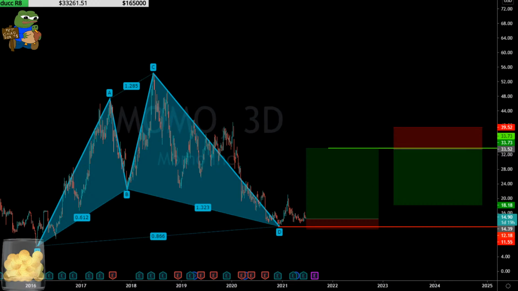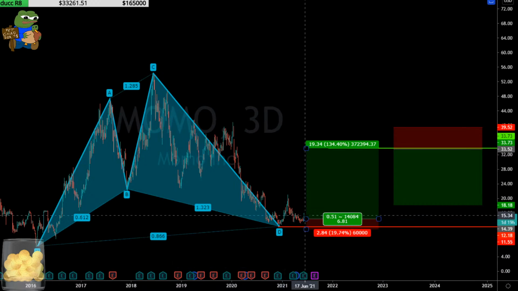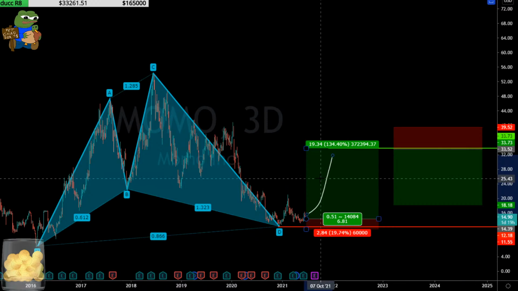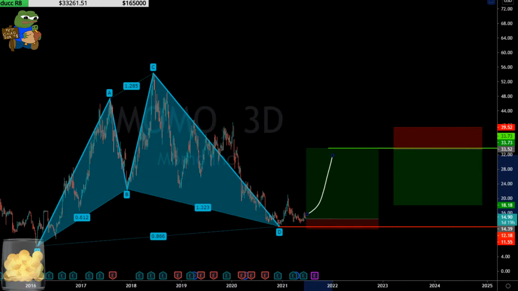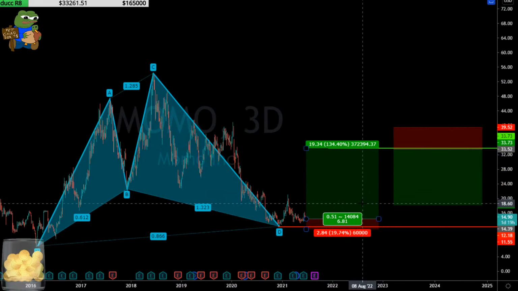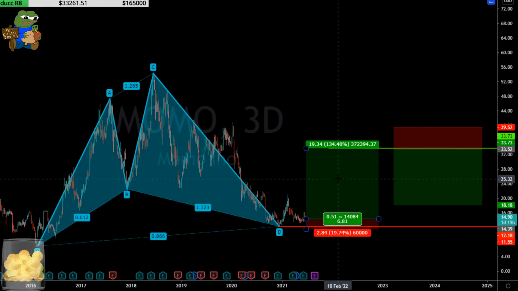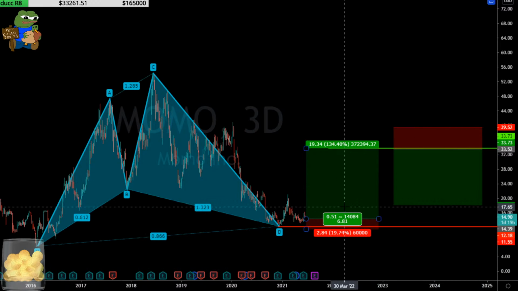Okay, that is Momo. Let's see if we can build some Momo on Momo and get a rally, right? This moves 135, bro. You get this rally to 33. You're currently at 15. That's 33, a 135% move.